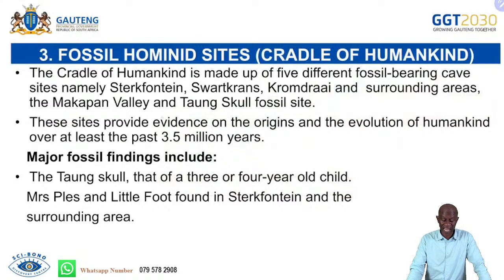So 3 provinces are involved in these World Heritage Sites. These sites provide evidence of the origin and the evolution of humankind over the last 3.5 million years. So it is believed that some evidence of human evolution in the past 3.5 million years finds its origin in this fossil hominid site of South Africa.